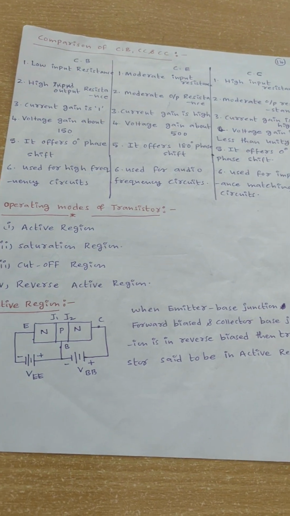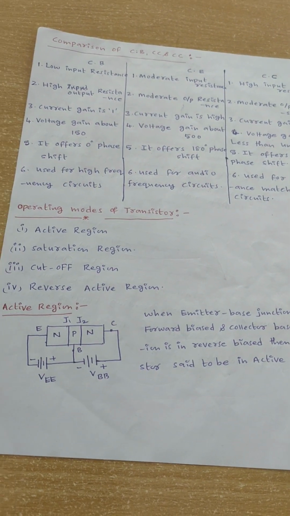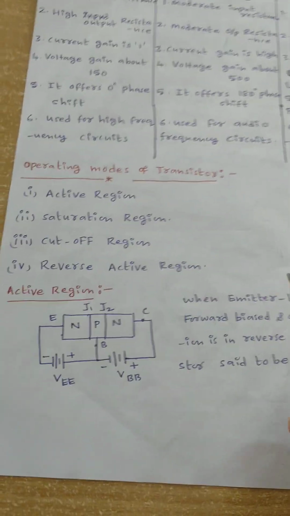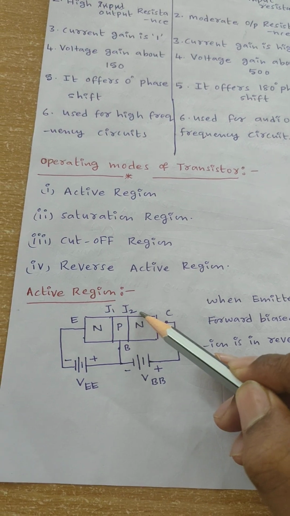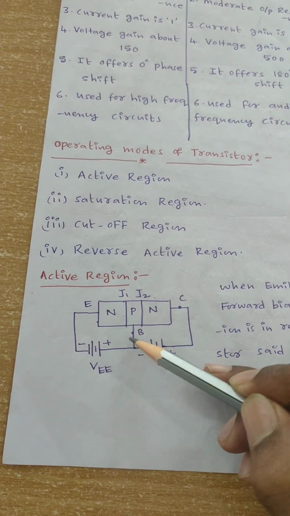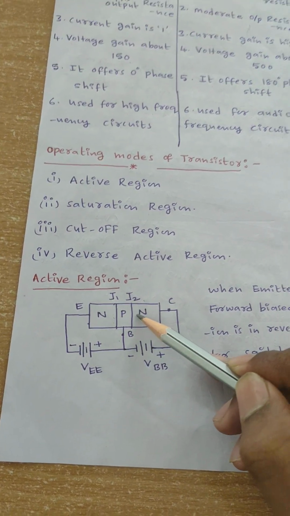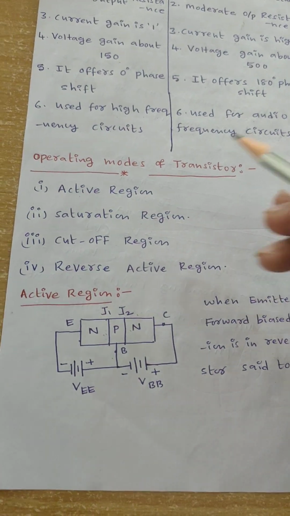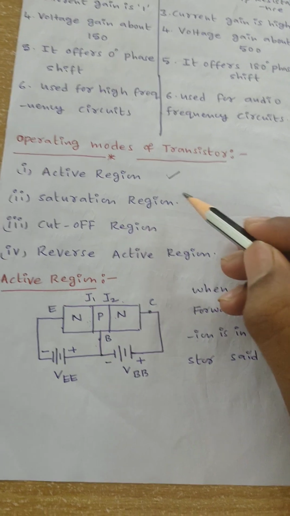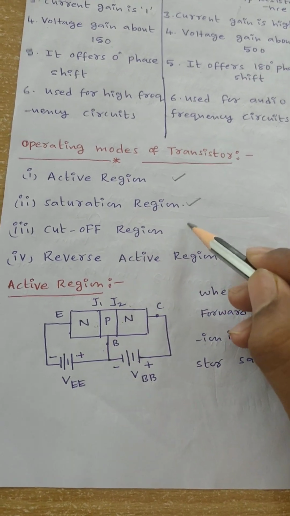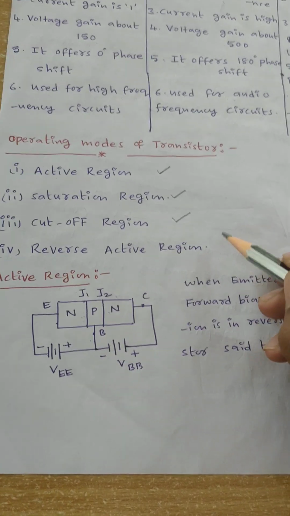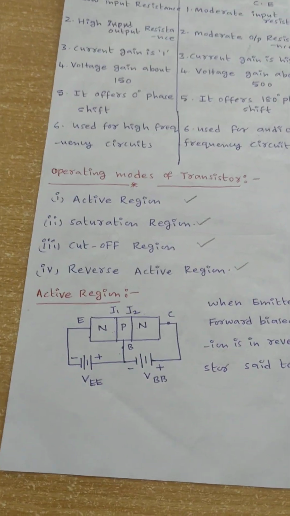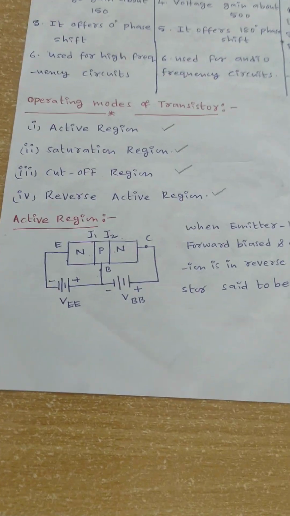Good morning all. Today I would like to discuss the operating modes of a transistor. We already know that a transistor has two junctions. Based upon the biasing of the two junctions, the operating modes of a transistor are classified into four types. The first is the active region, the second is the saturation region, the third is the cutoff region, and the fourth is the reverse active region. Now we will discuss each one individually.